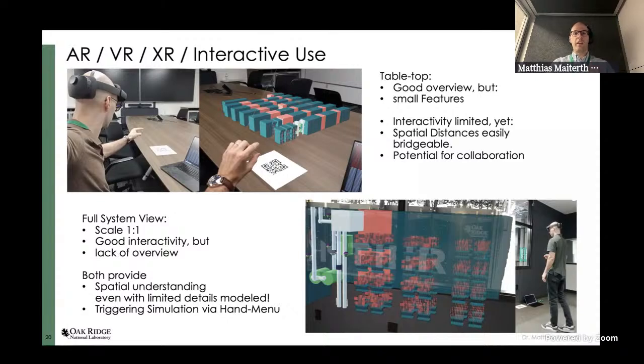And then the second part is when you bring it up as a full-size system, either laying over the actual system or in an empty room. Great interactivity, you can draw out blades, look at the details, though you already have to know where in the system you are. Otherwise, it's hard to have the overview. And the overview is basically when you're already in the system, it's a large system, right? But both of them give you a really good spatial understanding where information is, and then you can, from a hand menu, trigger simulation, draw in data.